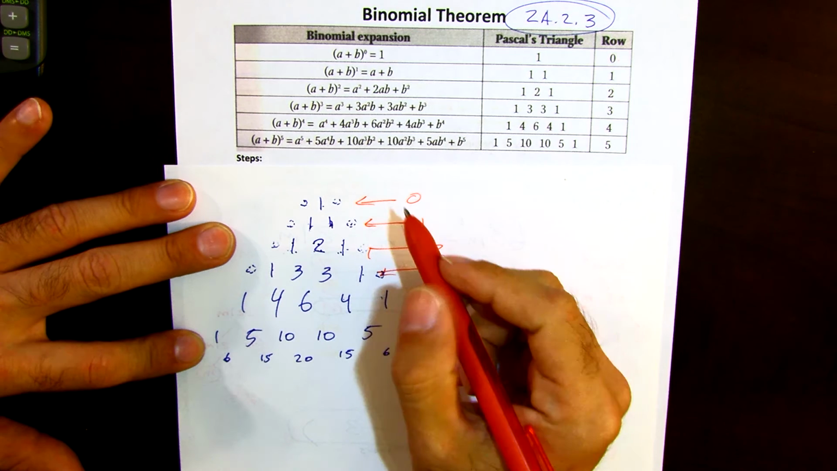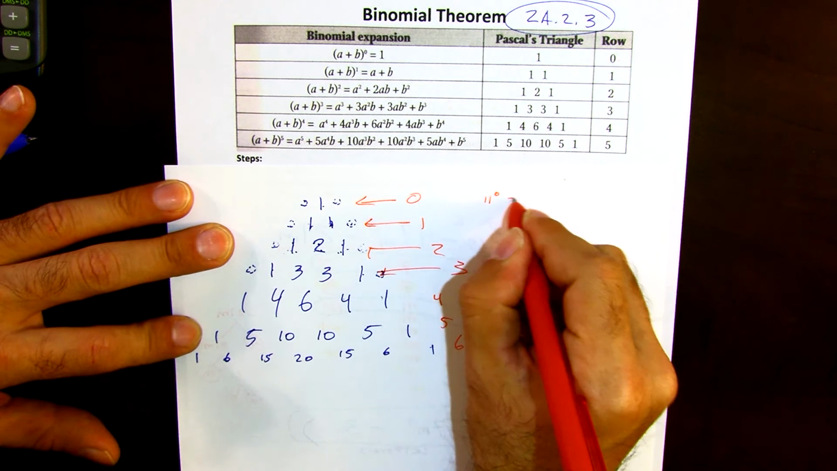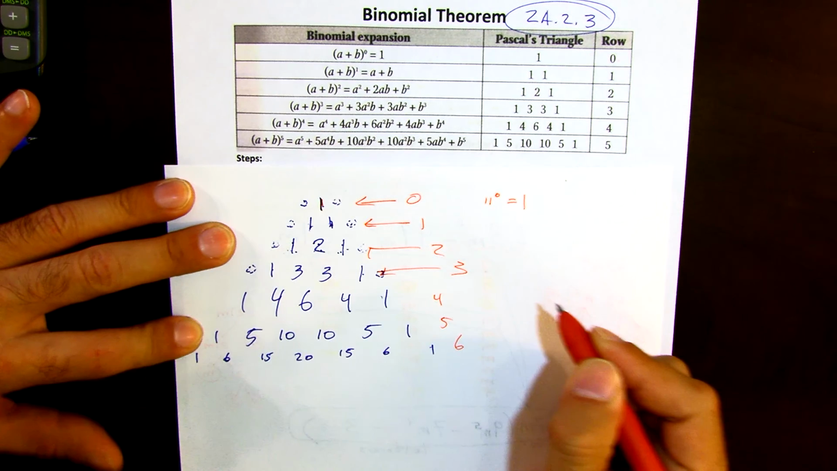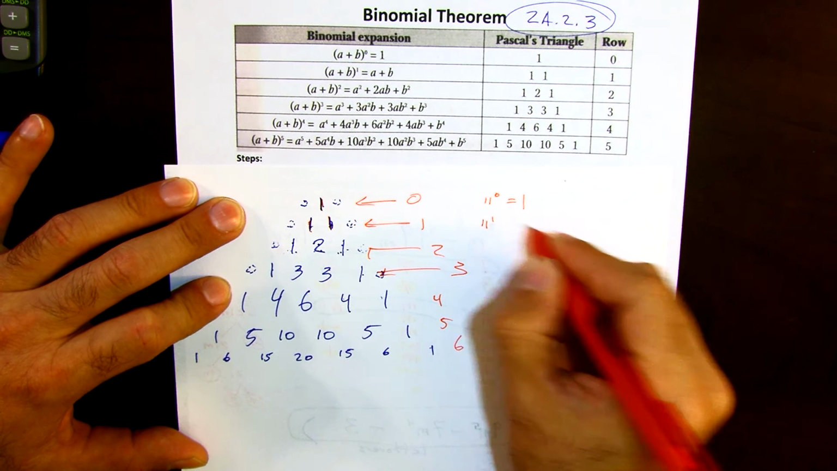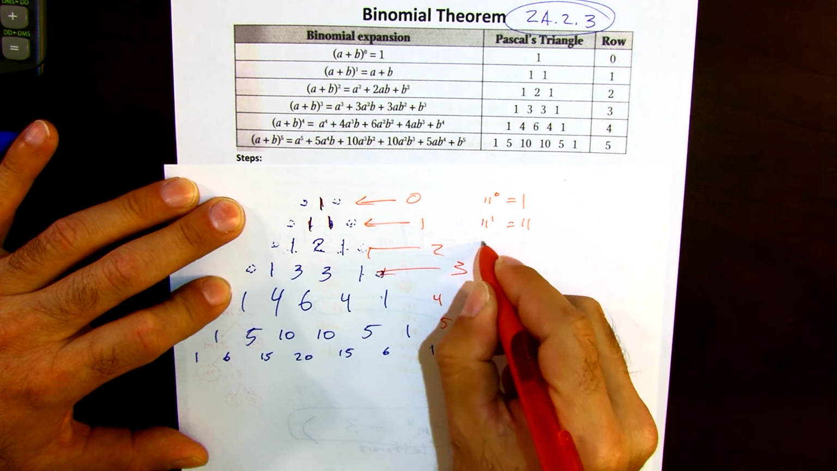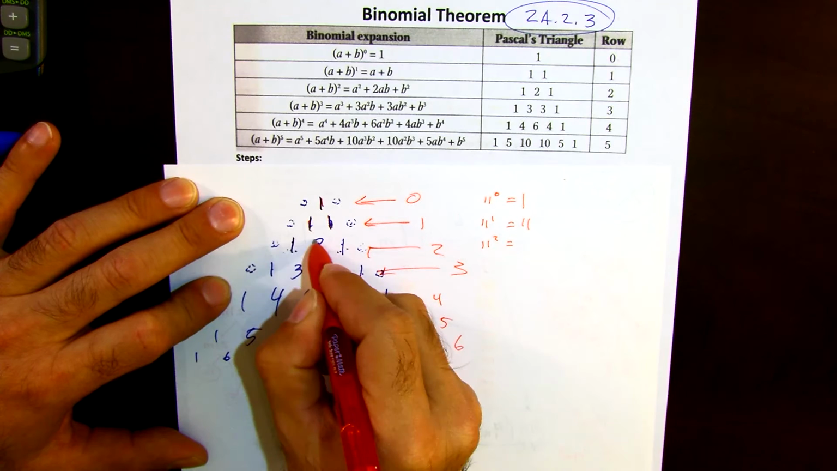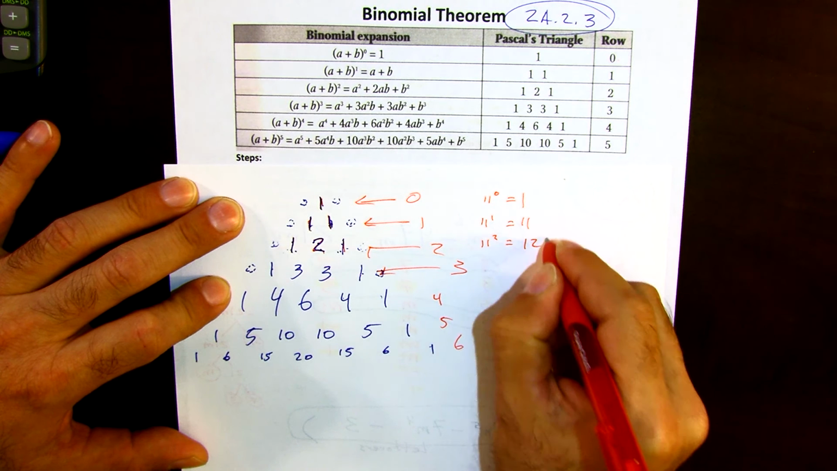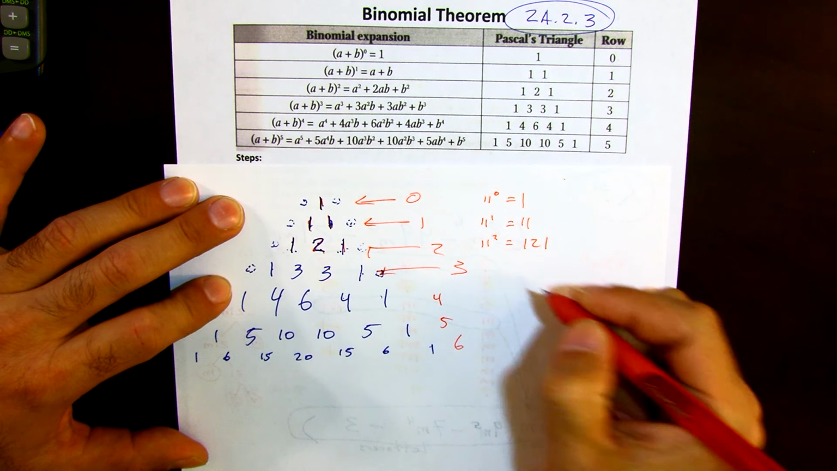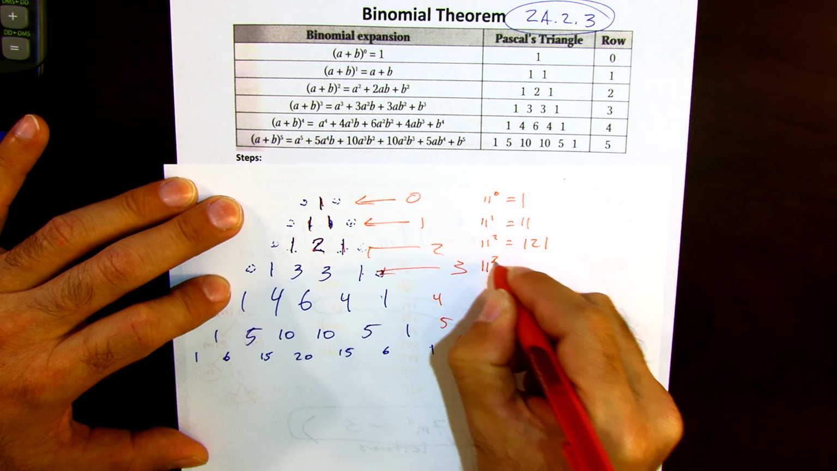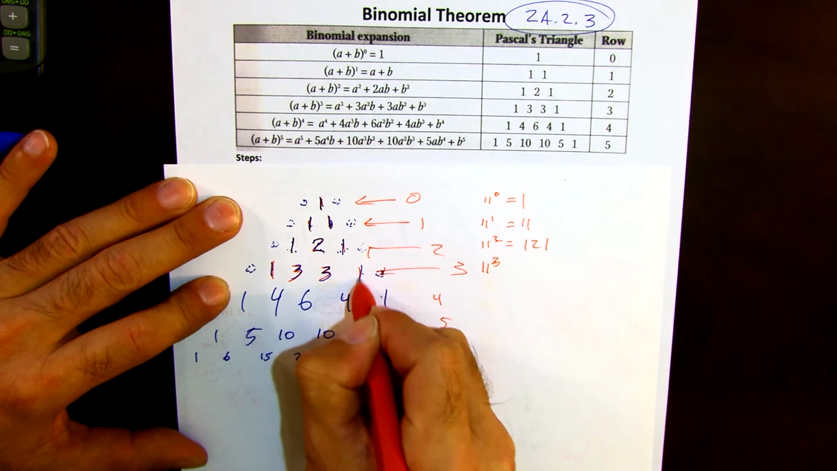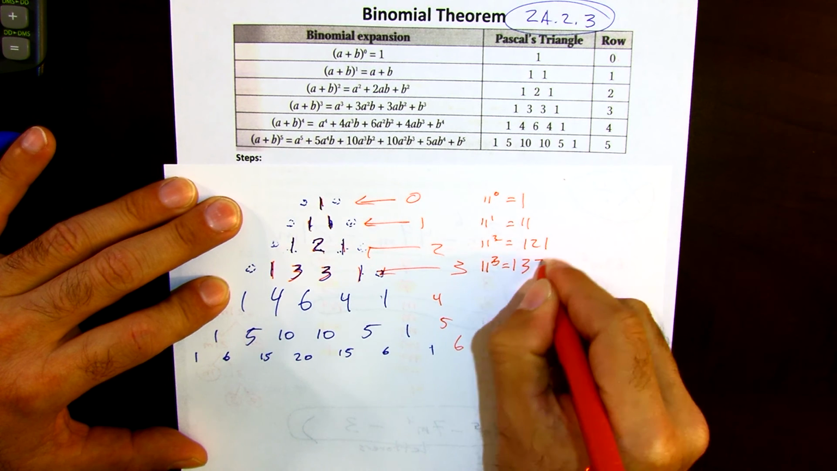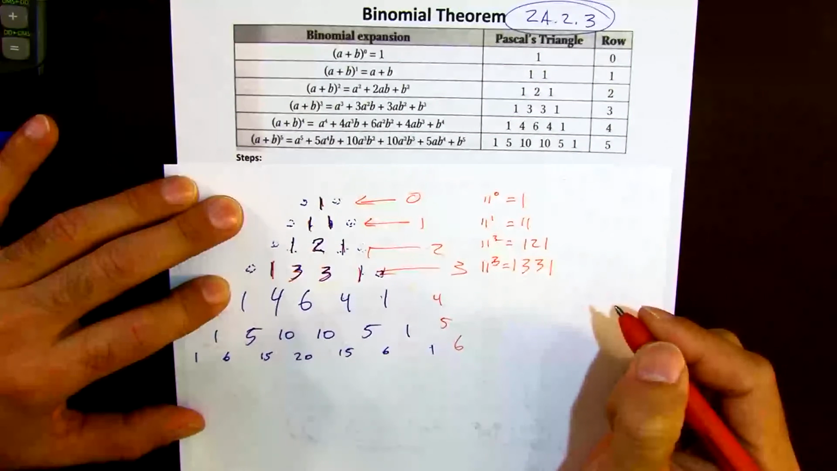Check this out. 11 to the 0 power, 1. Oh my God, watch this. 11 to the 1st power, 11. 11 to the 2nd power, 121. Oh my God. 11 to the 3rd power, 1,331. Okay? Either hate it or you love it.